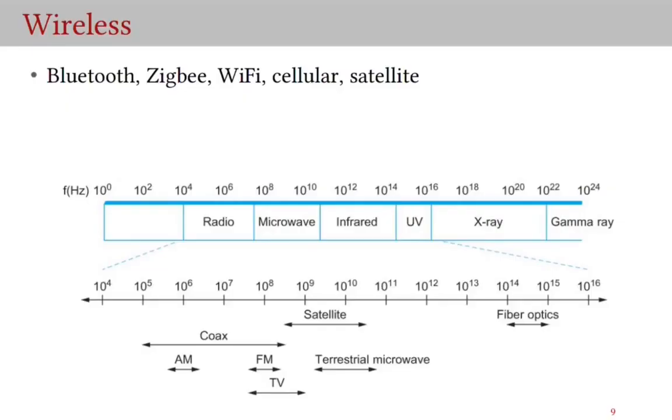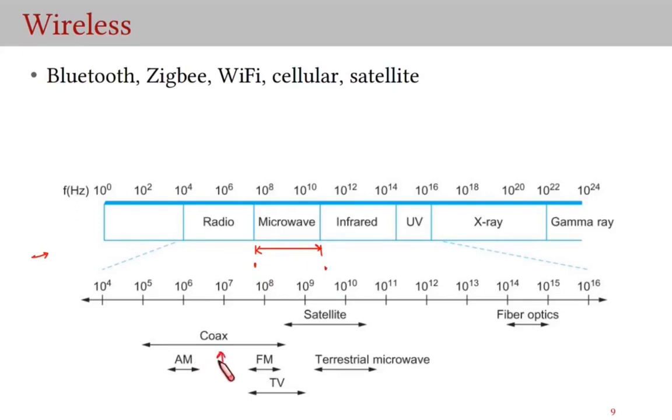The next physical medium that we will discuss is wireless. Wireless links are increasingly replacing wired links in our homes and offices. This is a very simplified version of electromagnetic spectrum usage. The commonly used wireless systems such as Bluetooth, Zigbee, Wi-Fi, and cellular networks operate in this microwave band. This band ranges from about 300 megahertz to 300 gigahertz.